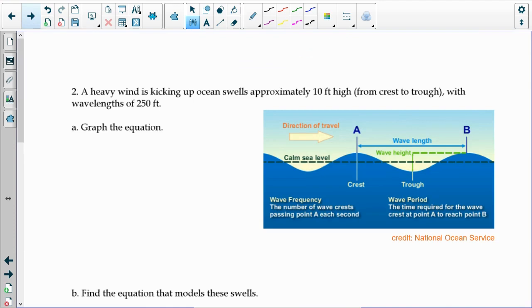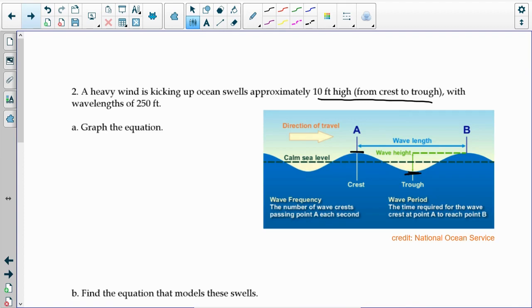Problem 2. I have this graphic over here that I got from the National Ocean Service website to help us understand what a crest and a trough are. So the crest is the top, the trough is the bottom, and then we have what's called calm sea level. So the wave height is from trough to crest. So when it says 10 feet high from crest to trough, that's referring to from the very bottom to the very top.